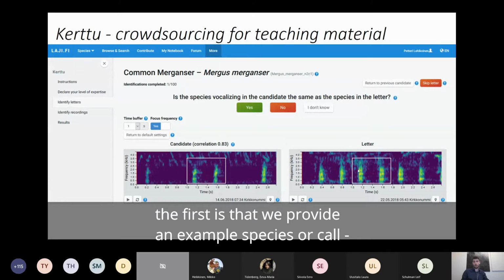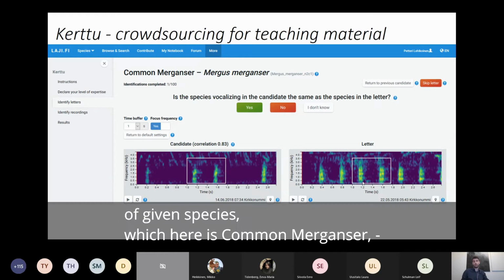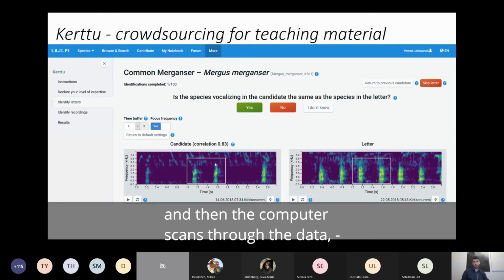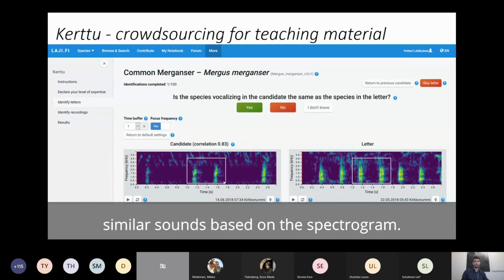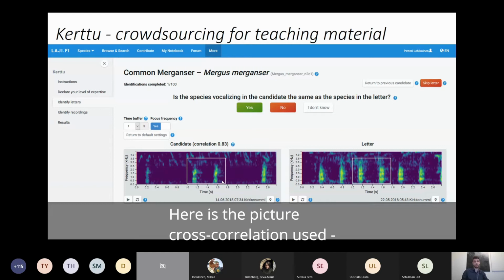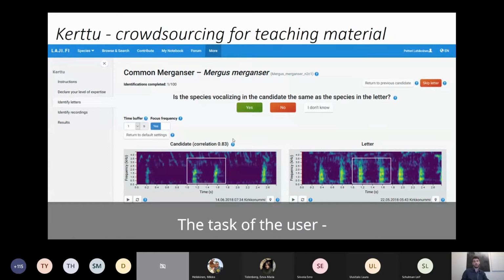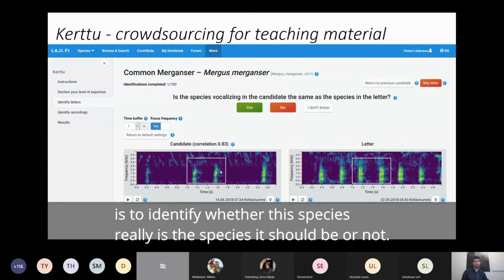The first one is that we provide an example species or example call of a given species, which here is common merganser, and then the computer scans through the data, finding similar sounds based on the spectrogram. So here is just the picture cross-correlation used as a method to identify similar sounds. And then the task of the user is to identify if this species really is the species which it should be or if it's not.